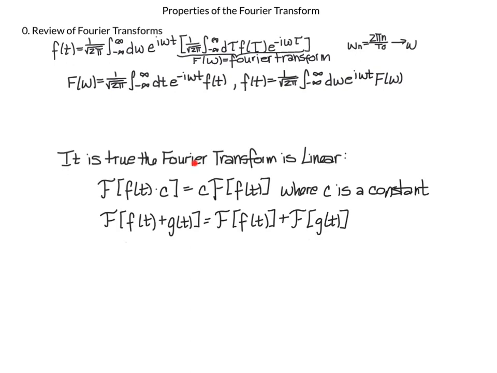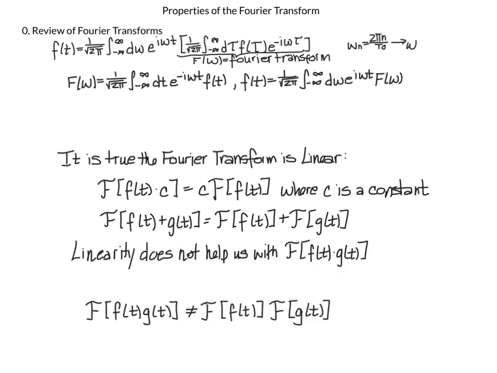It is true that the Fourier transform is linear. In other words, if you multiply a function f of t by c and then take the Fourier transform, you can pull out the c, the constant, so that this is equal to c times the Fourier transform of f of t. Also, if you had the Fourier transform of f of t plus another function g of t, you can separate out the addition so that it becomes the Fourier transform of f of t plus the Fourier transform of g of t.